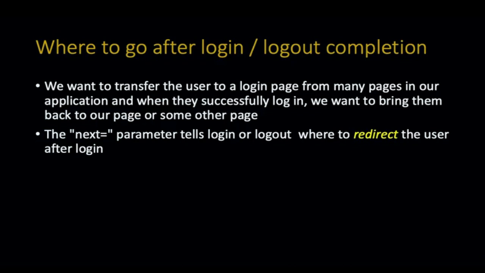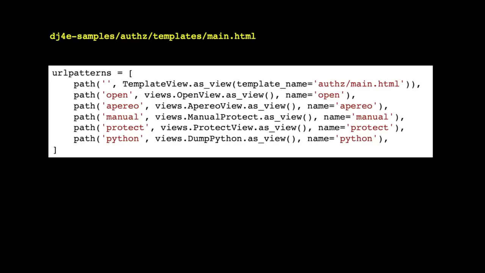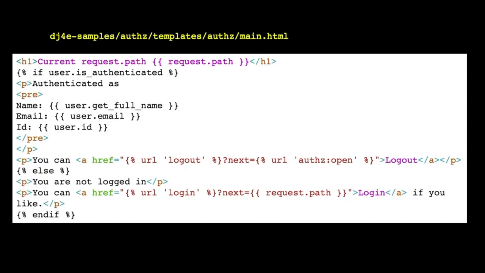And so there's a parameter that we can add, a GET parameter, and it's next equals, and what we do is we give it a path. Here's a little bit of code that we're going to play with in my sample code, under the authz project, under the authz application. I've got a bunch of views, and I'm going to give them some names so that we can play with them. These are just the urls.py.